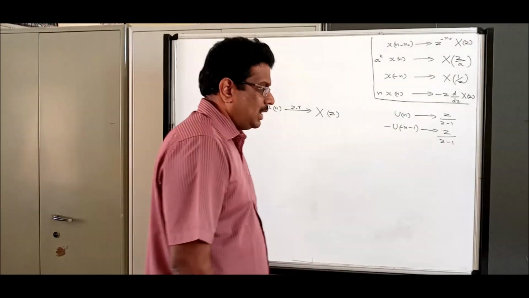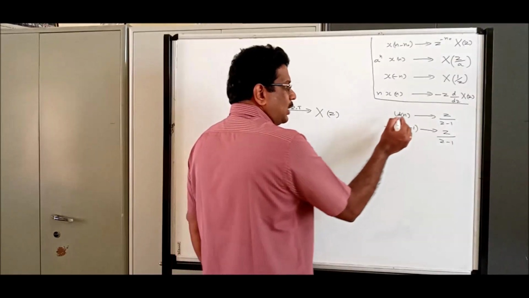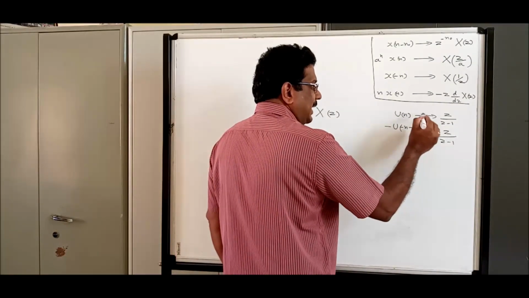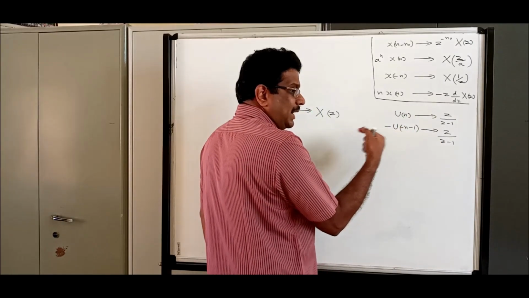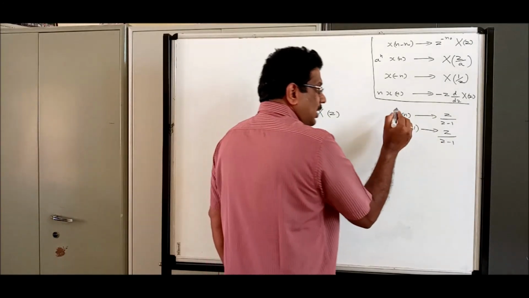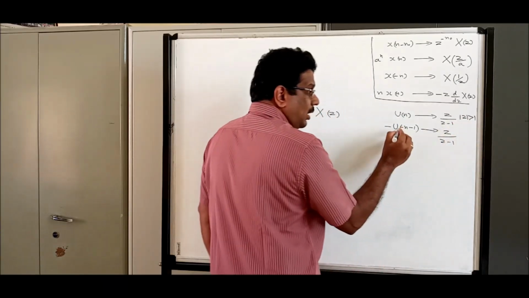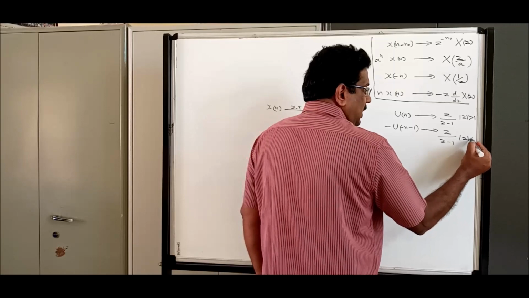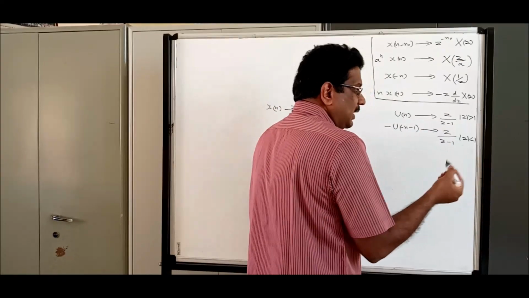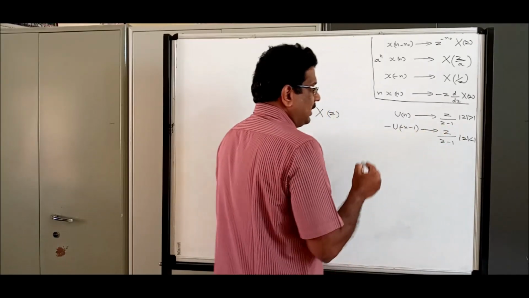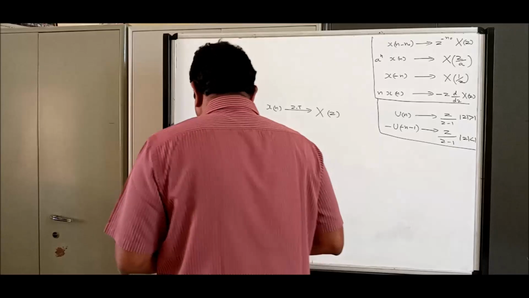And we had a discussion: if the answer remains the same, then what is the difference? It is the ROC. Please recall, right sided, positive side: causal, ROC is greater than 1, outside the circle. Left sided, negative side: non-causal, ROC is less than 1, inside the circle. Please do remember these two.